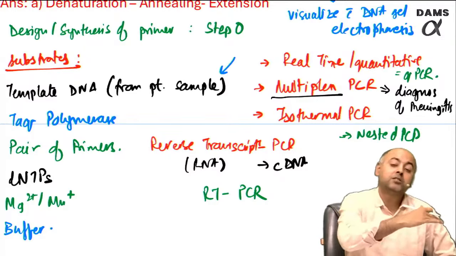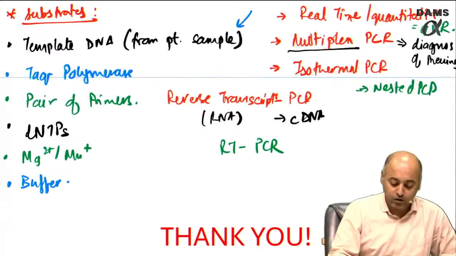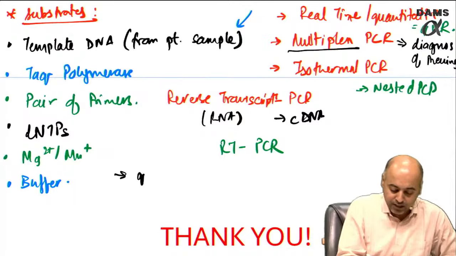We used the multiplex PCR during the COVID pandemic also. So in our COVID pandemic, we had the qRT-PCR, which was the multiplex type.